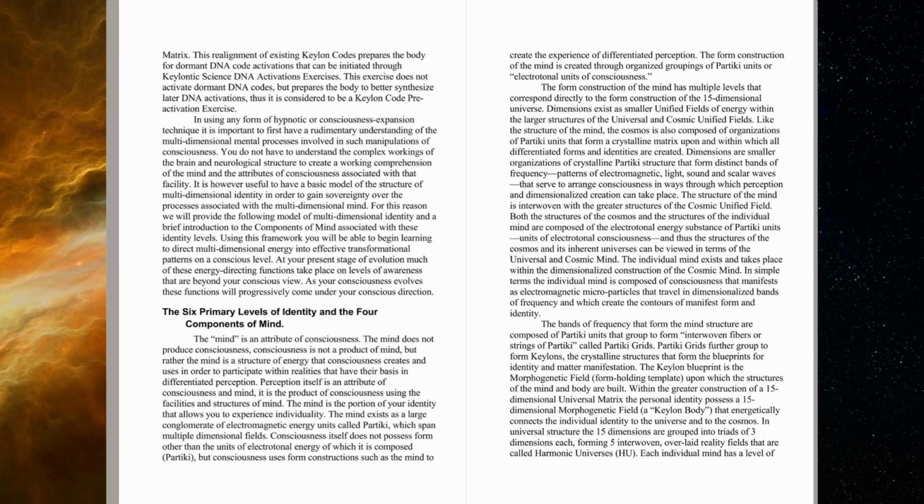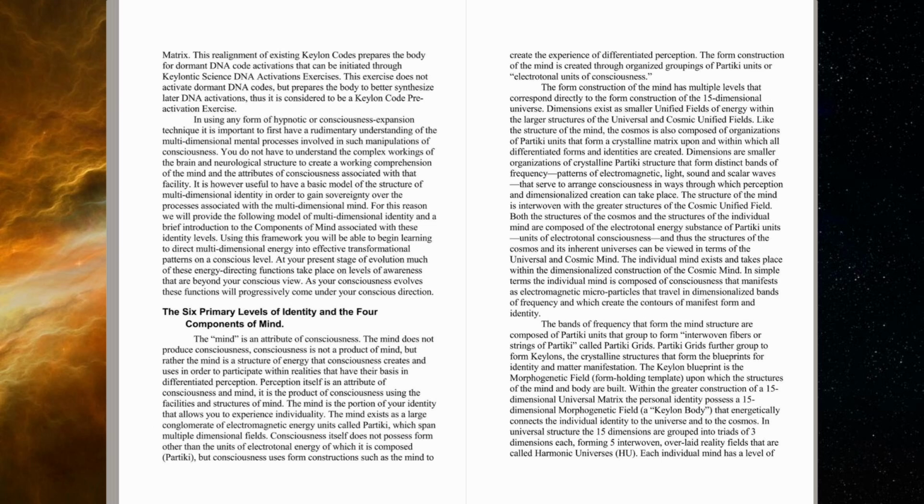Perception itself is an attribute of consciousness and mind. It is the product of consciousness using the facilities and structures of mind. The mind is the portion of your identity that allows you to experience individuality. The mind exists as a large conglomerate of electromagnetic energy units called particuli, which span multiple dimensional fields. Consciousness itself does not possess form other than the units of electrotonal energy of which it is composed, particuli, but consciousness uses form constructions such as the mind, to create the experience of differentiated perception.